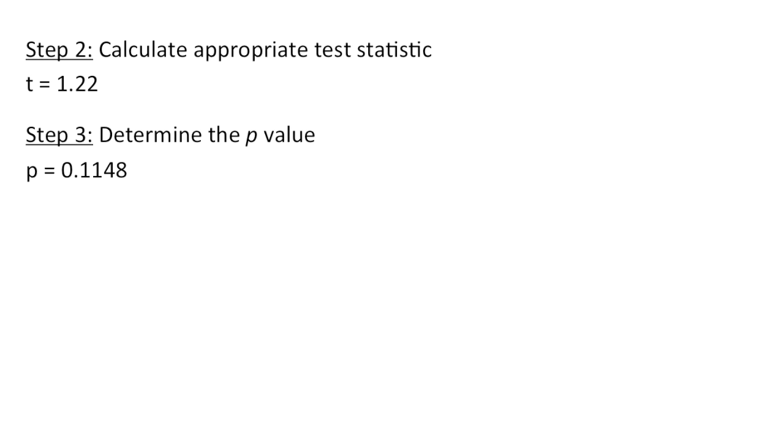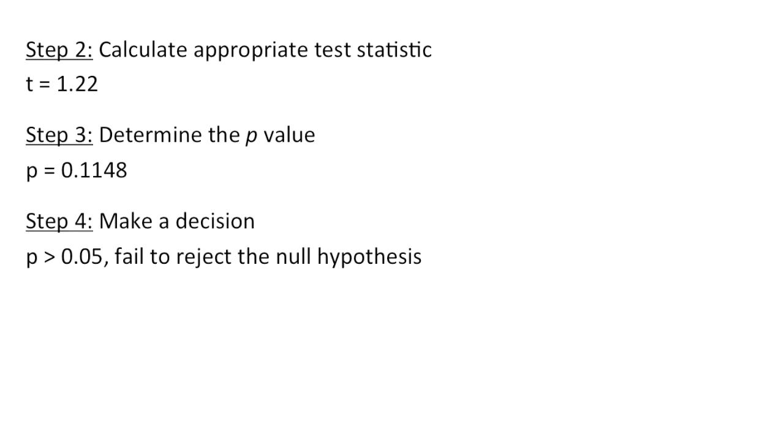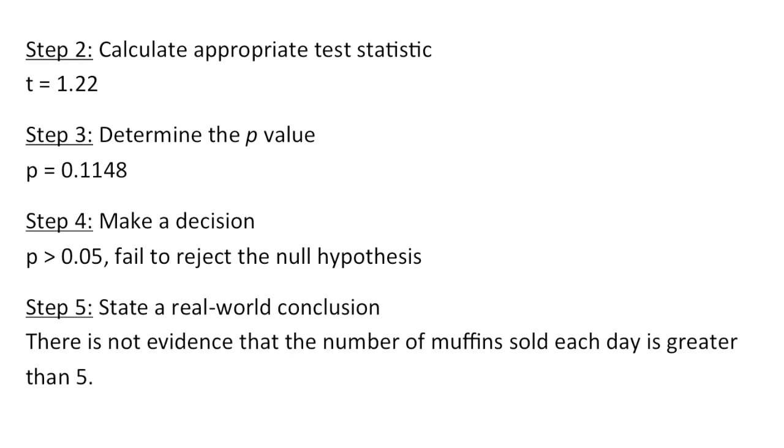Step 4 is to make a decision. P is greater than 0.05, so we fail to reject the null hypothesis. There is not evidence that the number of muffins sold each day is greater than 5.